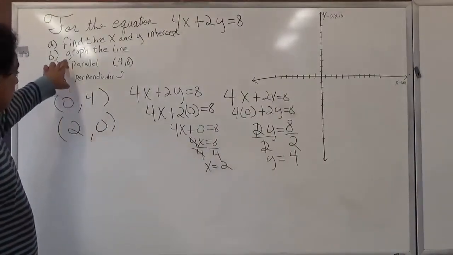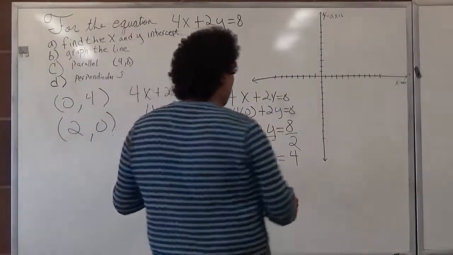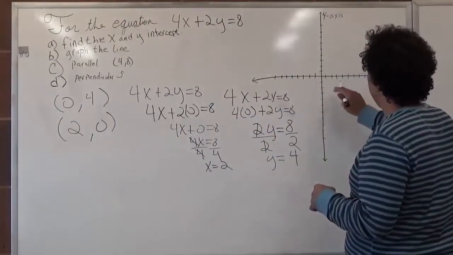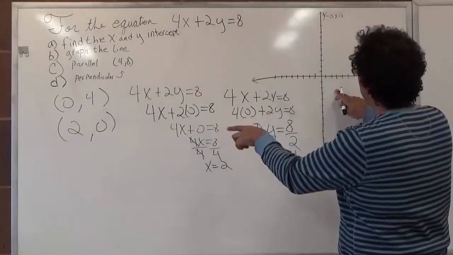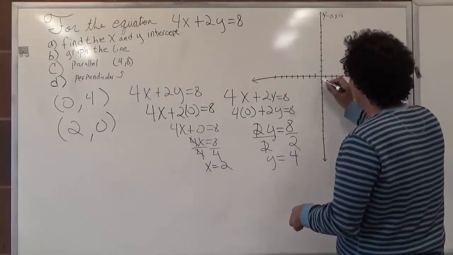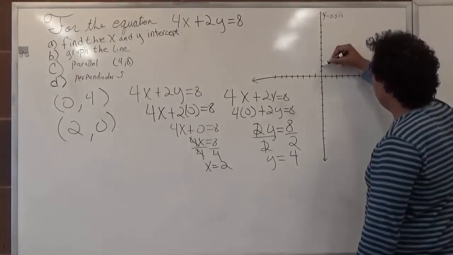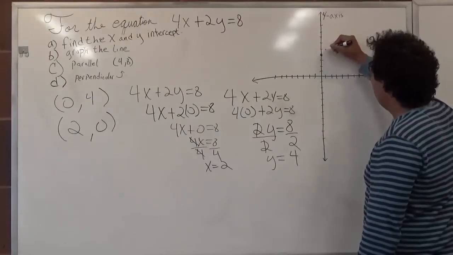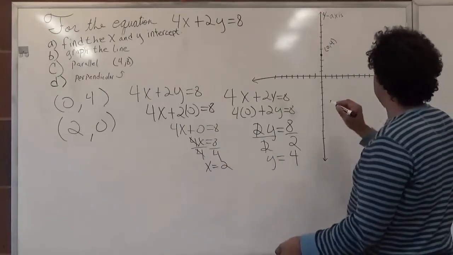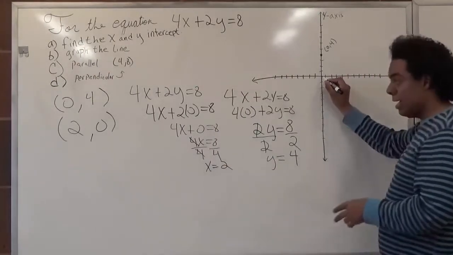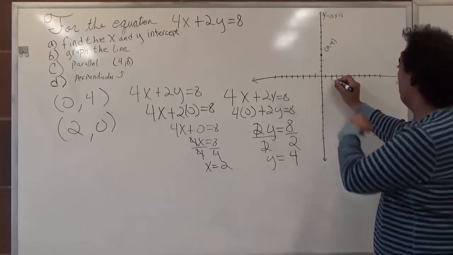So let's graph the line. We have 2 points already. All you need are 2 points to graph a line. So if we go to our xy coordinate plane, we can just plug in our 2 points. 0, comma 4 would be 0 on the x-axis, and then up 4 on the y-axis. 1, 2, 3, 4. This is 0, 4. And 2, comma 0, which is our x-intercept, would be 2 on the x-axis, 1, 2, and 0 on the y-axis, so right here.